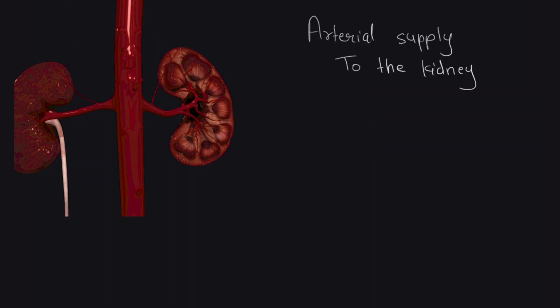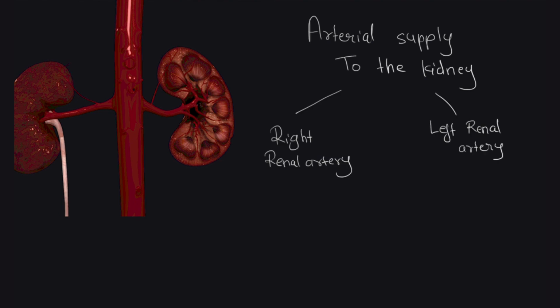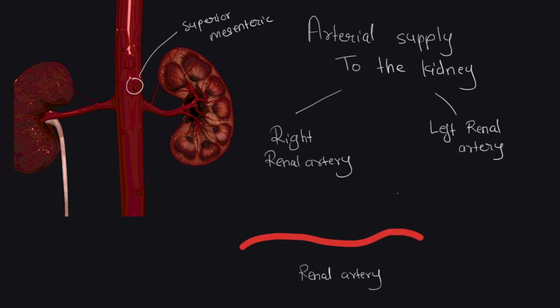The arterial supply to the kidney is mostly done with the help of two major arteries, the left and the right renal arteries. The renal arteries branch off of the abdominal aorta approximately just inferiorly to the superior mesenteric. So this is the celiac trunk right here, and then inferiorly we have the superior mesenteric, and inferior to that we have the two renal arteries coming off. So for example, that is the renal artery.